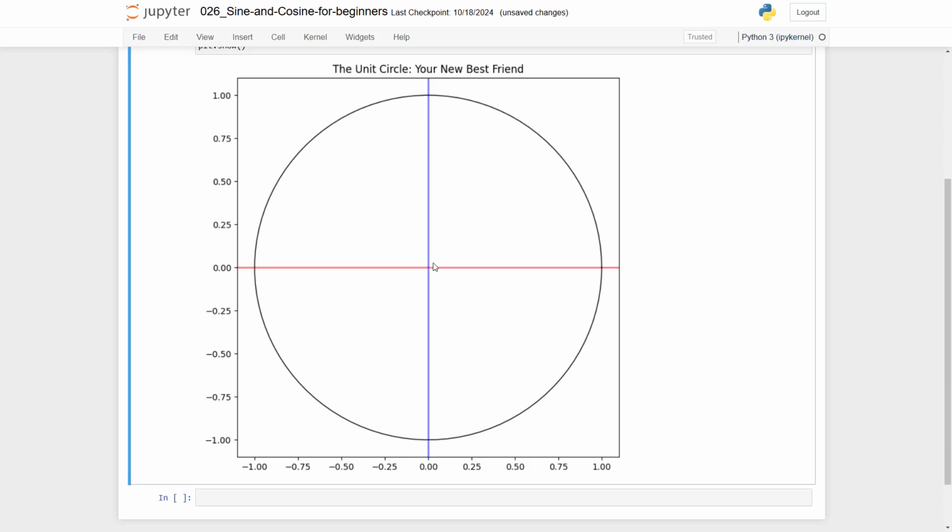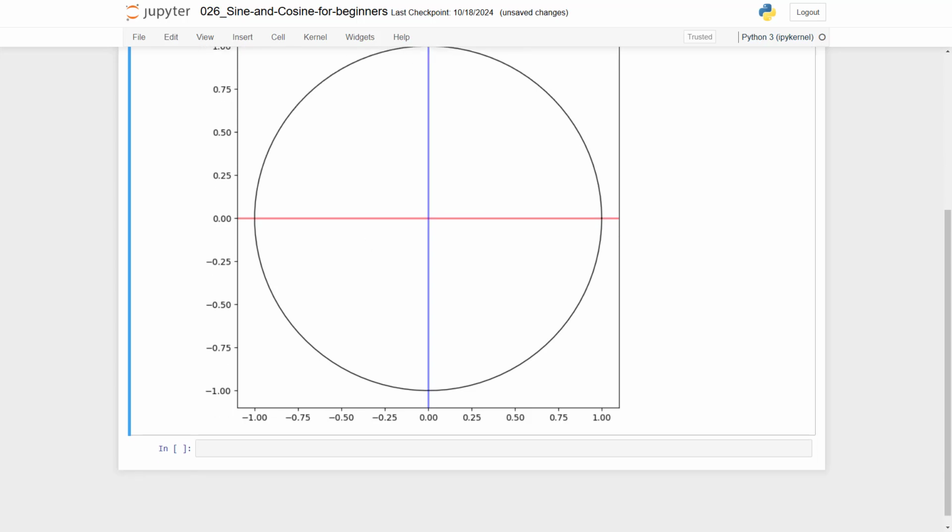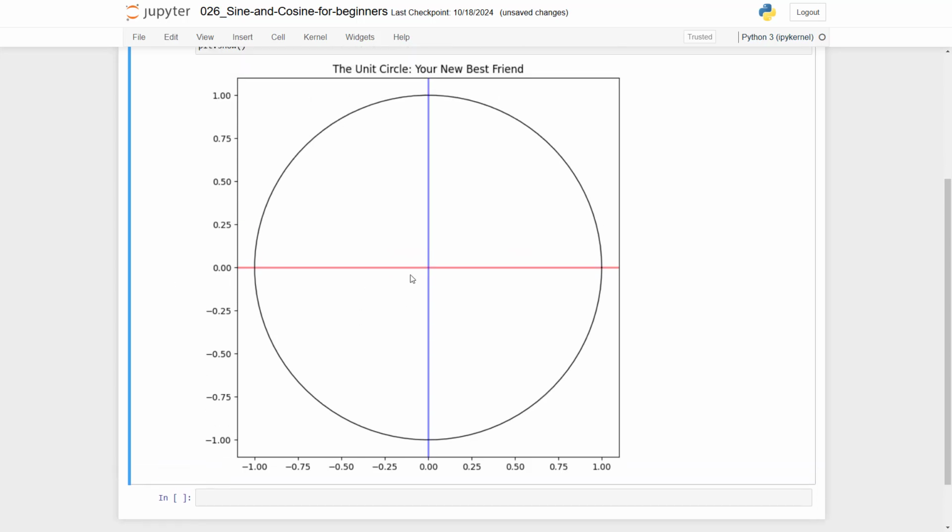This is centered at 0, 0, and you can think about it as a clock face, but instead of hours we measure angles. So every angle theta points to a unique spot on the circle, and the x-coordinate, this one here, the red one, is the cosine, and the y-coordinate, this one, the blue one, is the sine of theta.